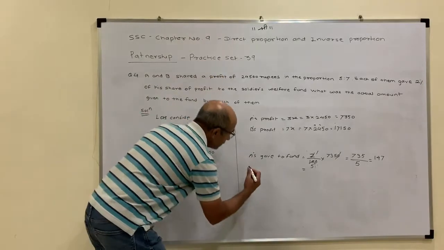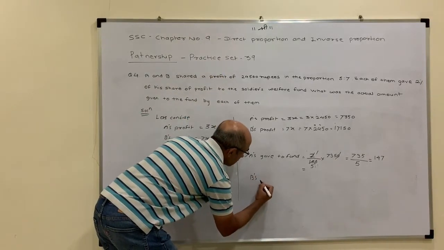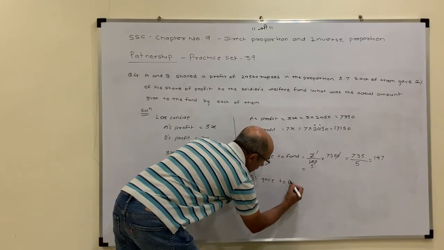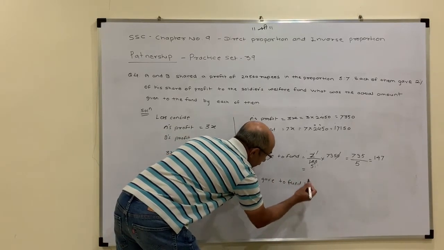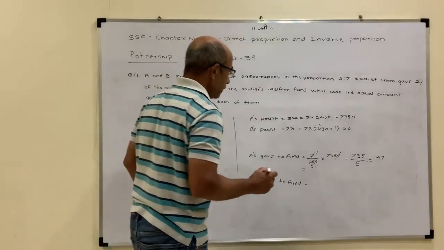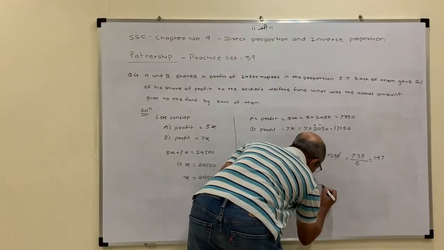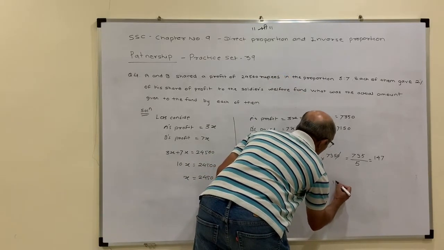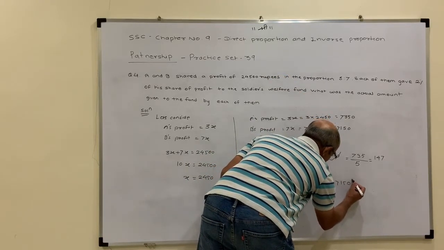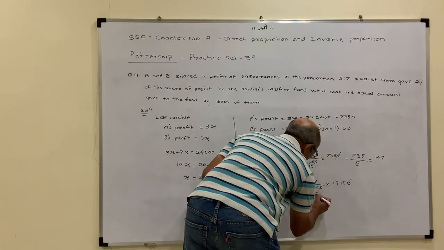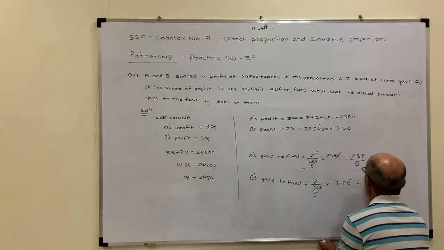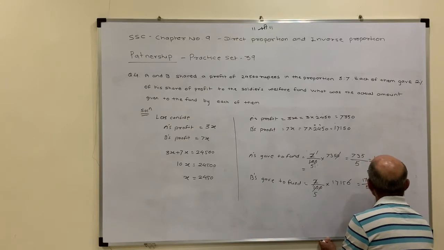Then B's contribution, or what B gave to the fund, equals 2 divided by 100 into 17,150. So again 2 ones are 2, and then 5. So here it comes out to be 15 divided by 5.